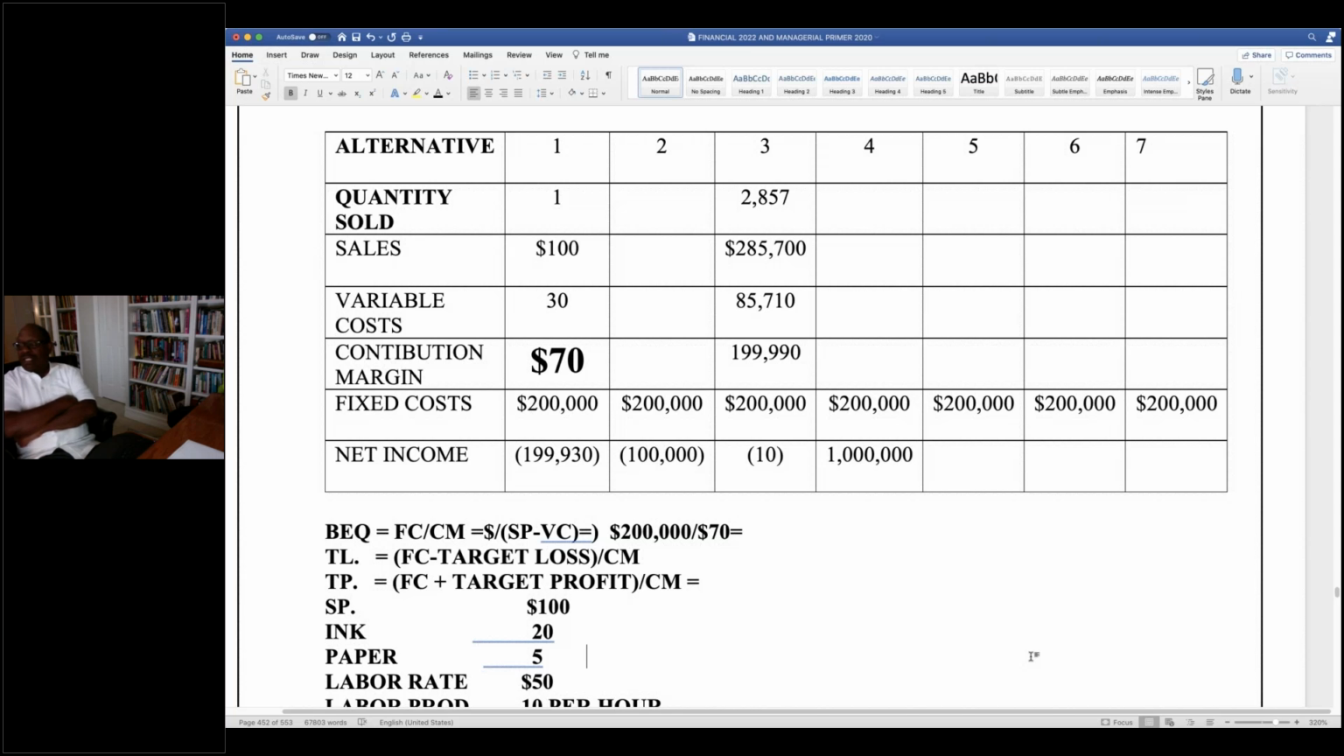As the denominator. Y'all remember denominators? So we're just showing you that once you calculate this 70, that 70 is at the bottom of each one of the formulas. The top changes. In one case, it's just the fixed cost. In the next case, I change that to 100,000.